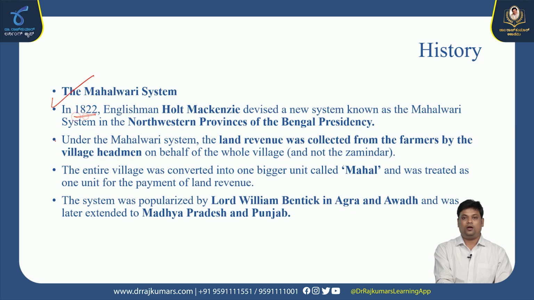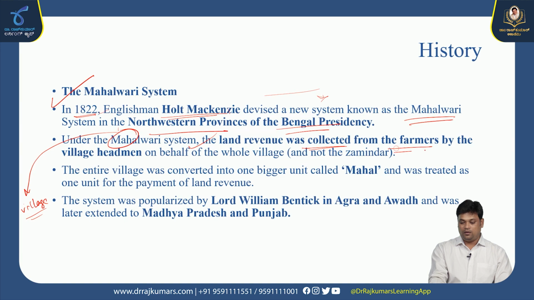Next one is the Mahalwari system. In 1822, the Englishman Holt Mackenzie devised the new system known as the Mahalwari system in the northwest frontier provinces and Bengal presidency. Mahal means village, or a group. The land revenue was collected from the farmers by the village headman on behalf of the whole village and not the zamindar.